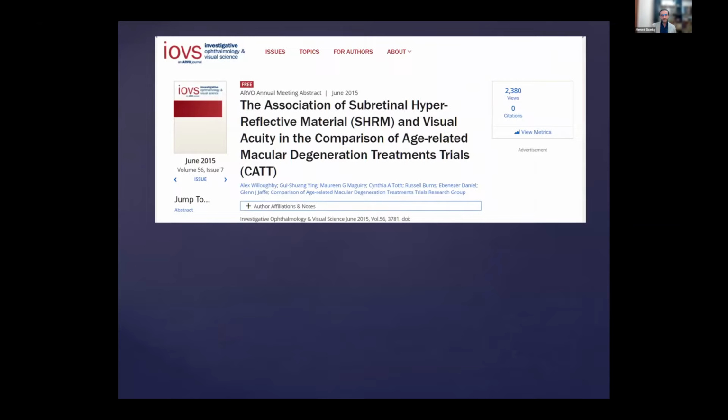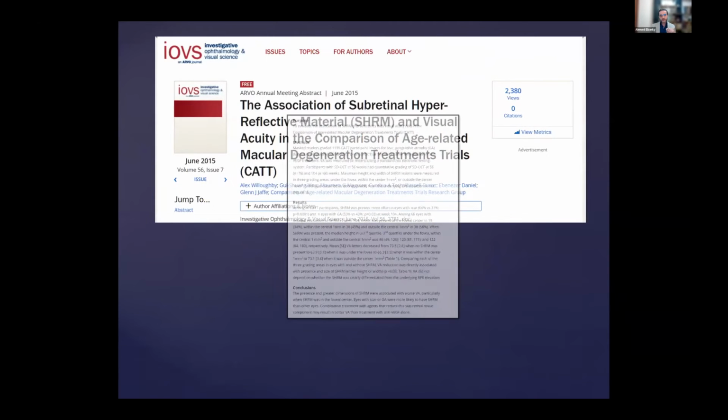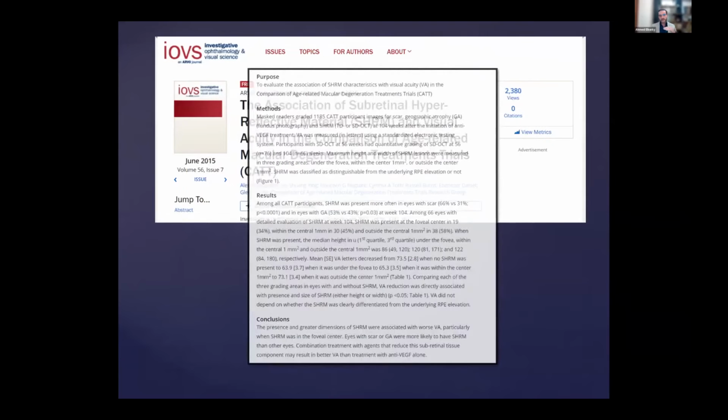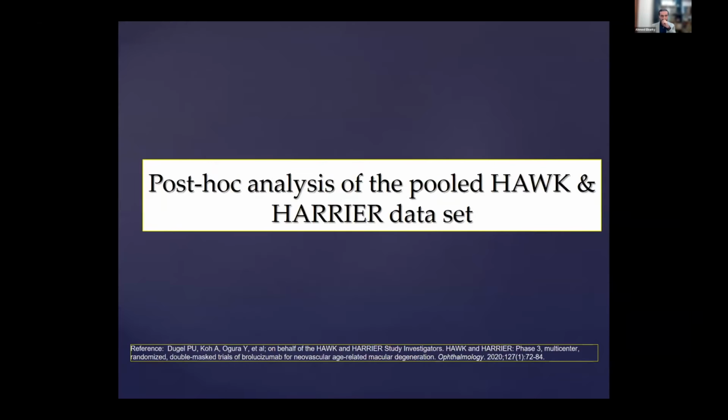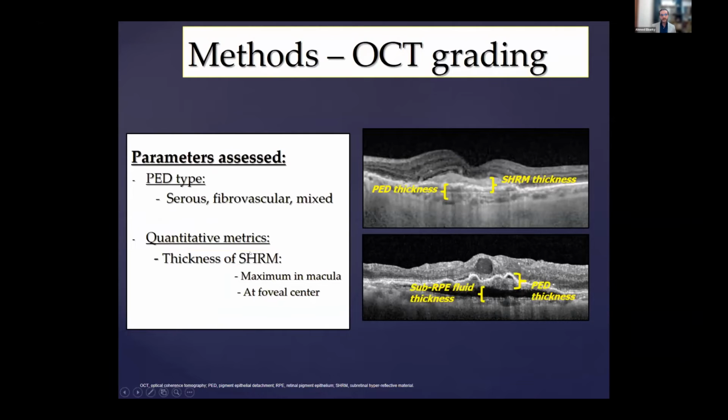Just to have a very quick comment about the shrimp, because we all know from the CATT trial that it has a poor prognosis in terms of visual acuity. So the thickness and the presence of shrimp are associated with poor visual acuity. And there is a recent post hoc analysis of HAWK and HARRIER data. They look at the quantitative metrics for the OCT grading, and you look at the thickness of the shrimp and the macula and the foveal center together with the PED type.